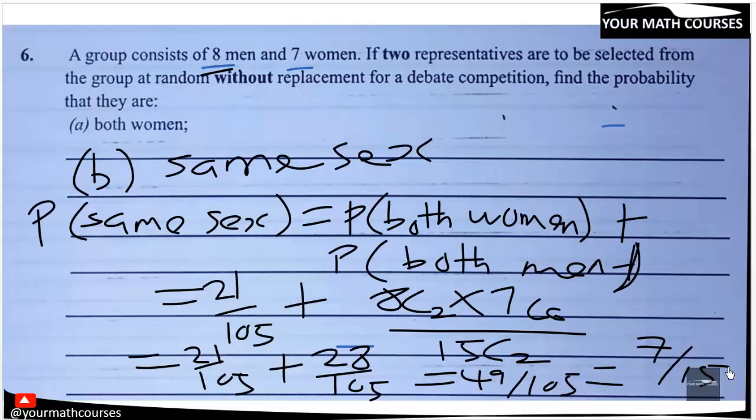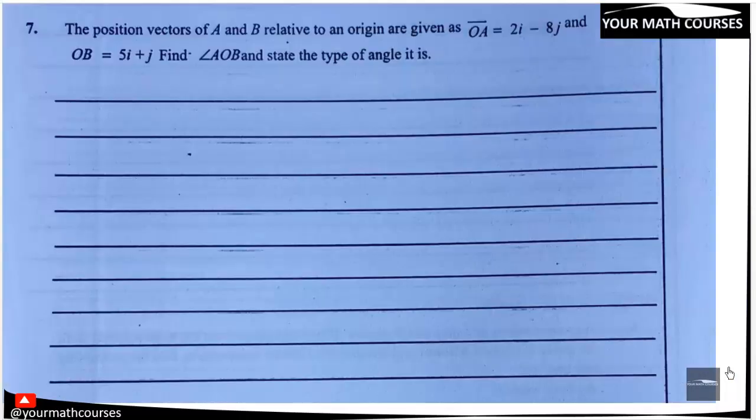Now we proceed to question number 7. Question number 7 says, the position vectors of A and B relative to an origin are given as OA equal to 2i minus 8j, OB is equal to 5i plus j. Find angle AOB and state the type of angle.